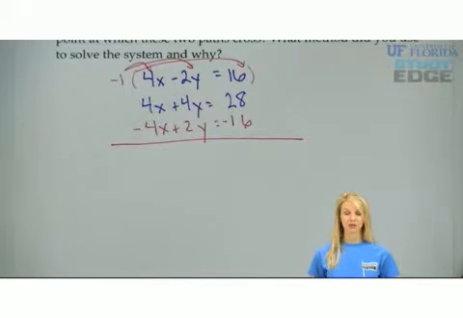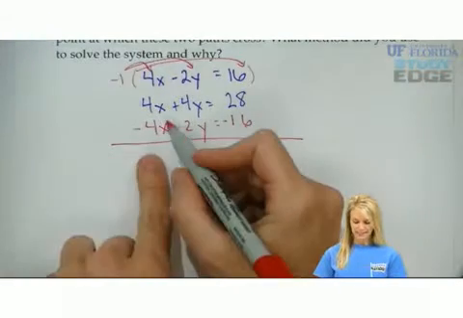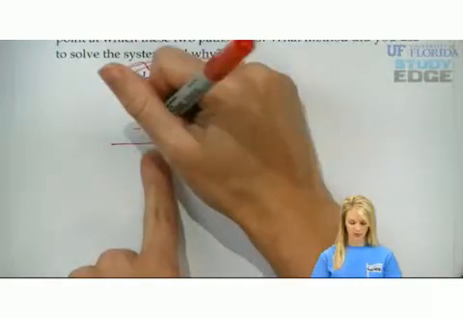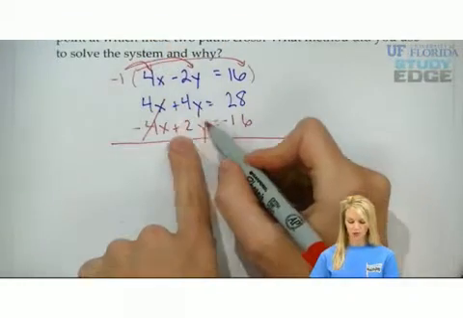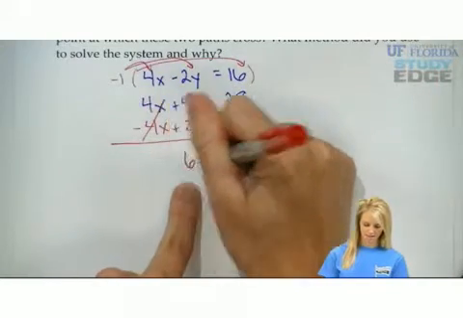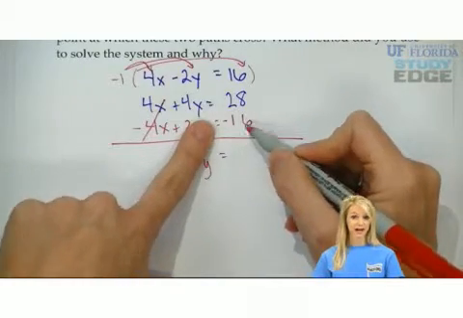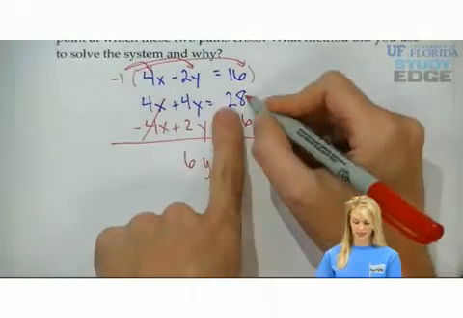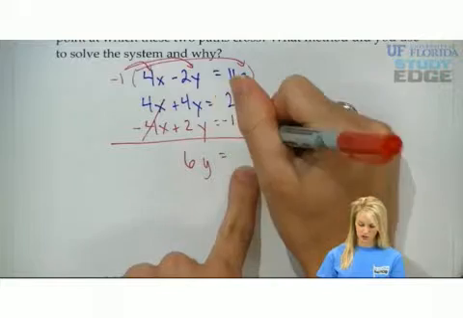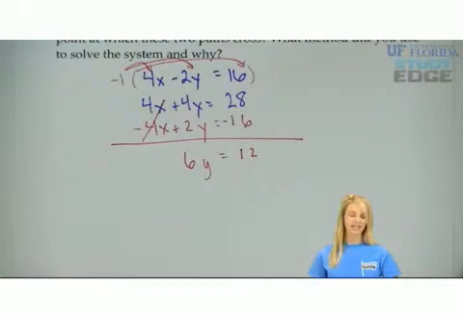My x variable is going to be eliminated. That will let me solve for y. And once we get y, we can go on and solve for x. So 4x minus 4x, well, those cancel out and we get 0. 4y plus 2y. Well, 4 plus 2 gives us 6y. 28 minus 16. Well, we're going to get a positive value because 28 is bigger than 16. Let's see what we get. 8 minus 6 gives us 2. 2 minus 1 gives us 1. We end up with 12. So we have 6y equals 12.